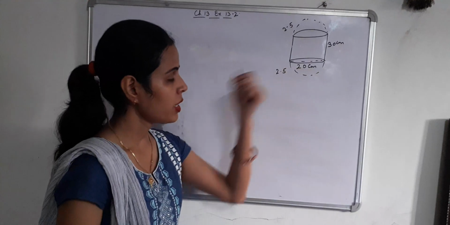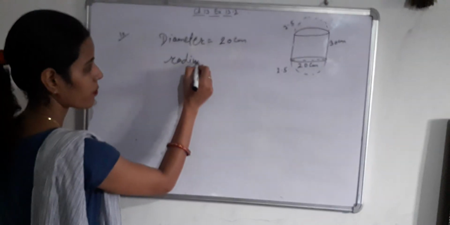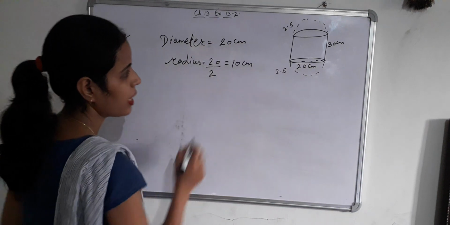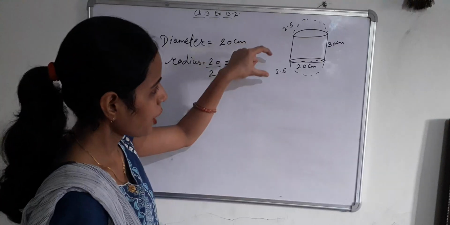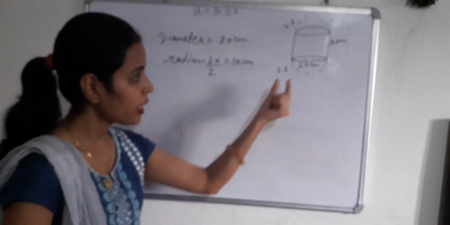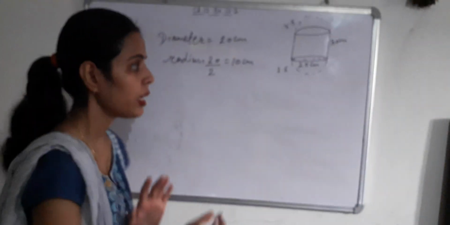Here diameter is 20 centimeter. Diameter of this lampshade equals 20 centimeter. Then radius will be half of diameter, equals 10 centimeter. Now height: 2.5 this part and 2.5 this part. Now height is not 30 centimeter, it is 30 plus 2.5 plus 2.5. After taking this margin, height of the complete lampshade will be 30.